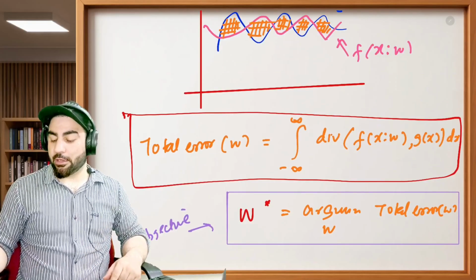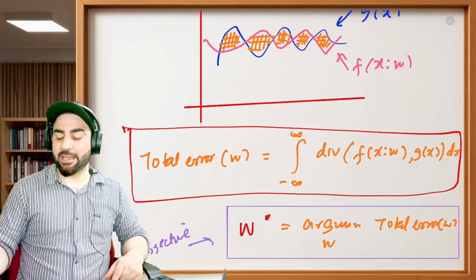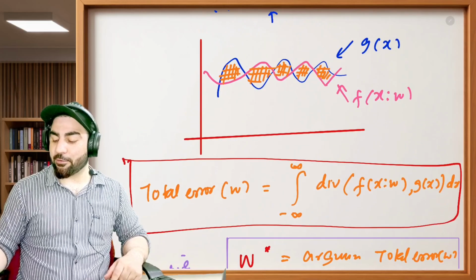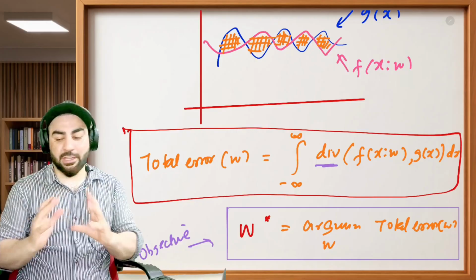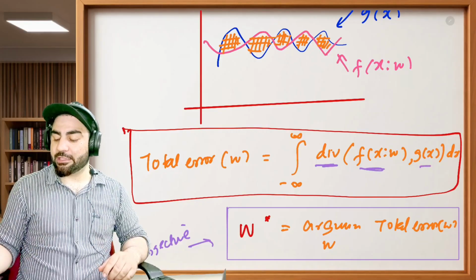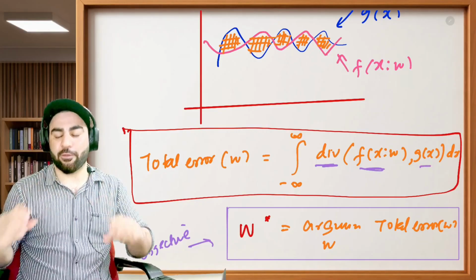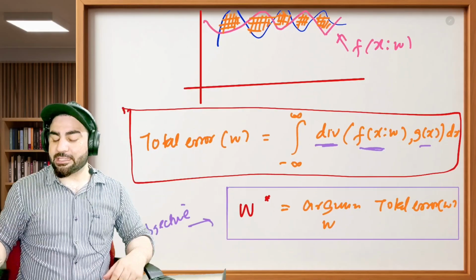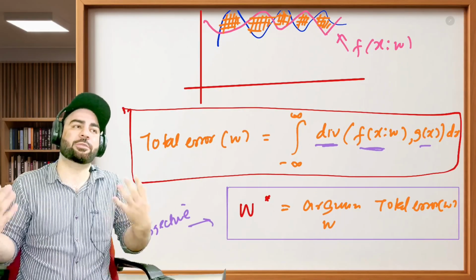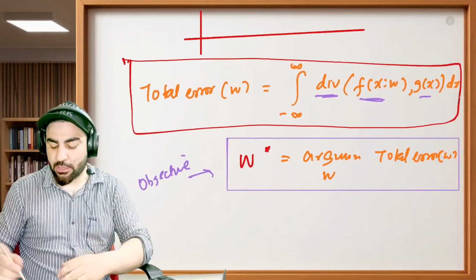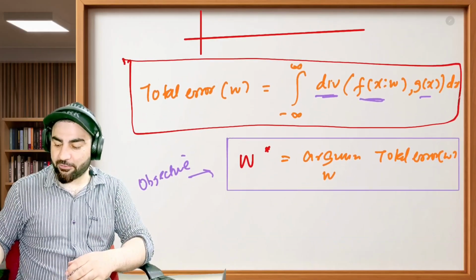You have to integrate from minus infinity, because this is the area between two curves, and the two curves are f of x and g of x. And now you want to find a function which, if I give this and this function as input, will tell me how much off they are from each other. And this divergence should have some properties. If f of x, w and g of x are equal, it should give me 0. This divergence function should have some properties.